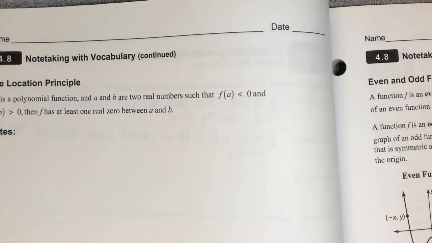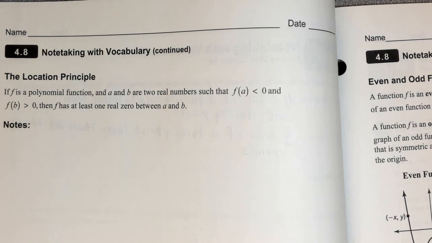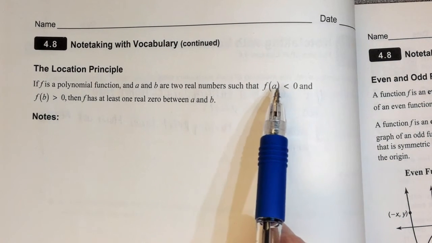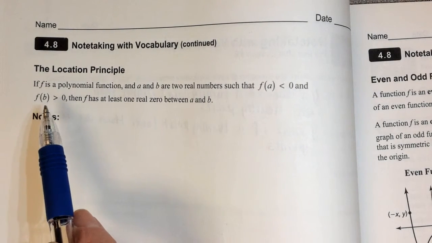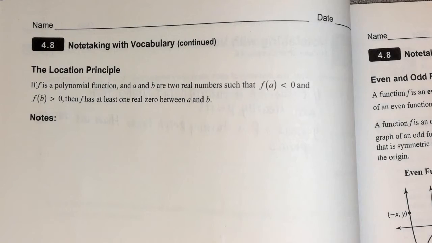The location principle. This sounds kind of complicated if you read it. It says if f is a polynomial function and a and b are two real numbers such that f of a is less than 0 and f of b is greater than 0, then f has at least one real 0 between a and b. Guys, this is all it's saying. It's saying if you have a y that's negative and then you have a y that's positive, then there has to be a real 0 in between there.